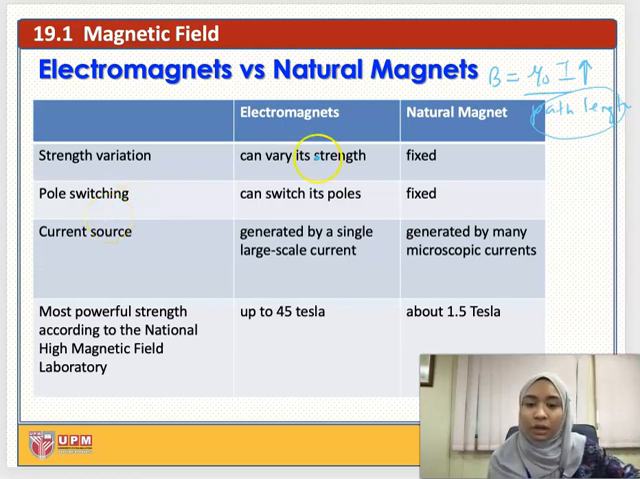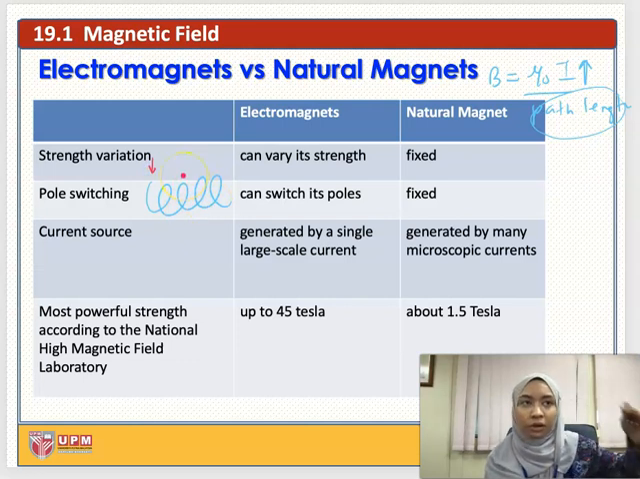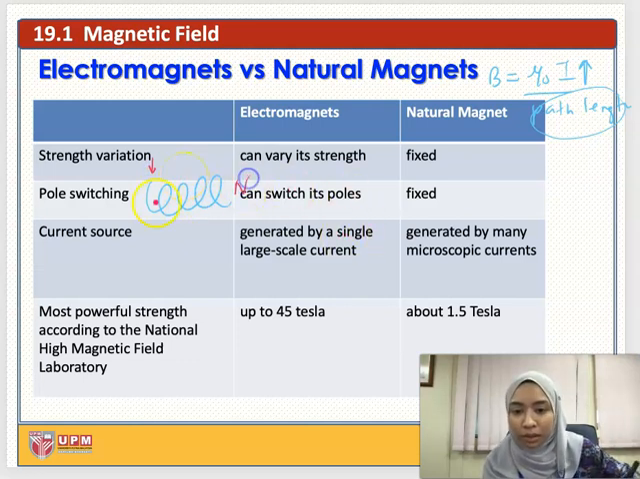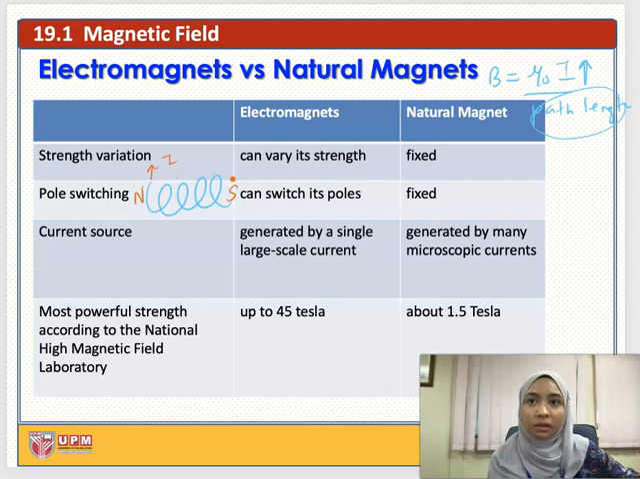And then pole switching, you can switch its pole. As we've seen before, if you have a coil of wire, and you put in I this way, then the north will be maybe this way or here. But if you flip the current flow the other way, this is your I, so it should switch the pole as well. So just by flipping the direction of current, you get a different direction of north or south. Okay, so you can switch its pole, whereas natural magnet is fixed.